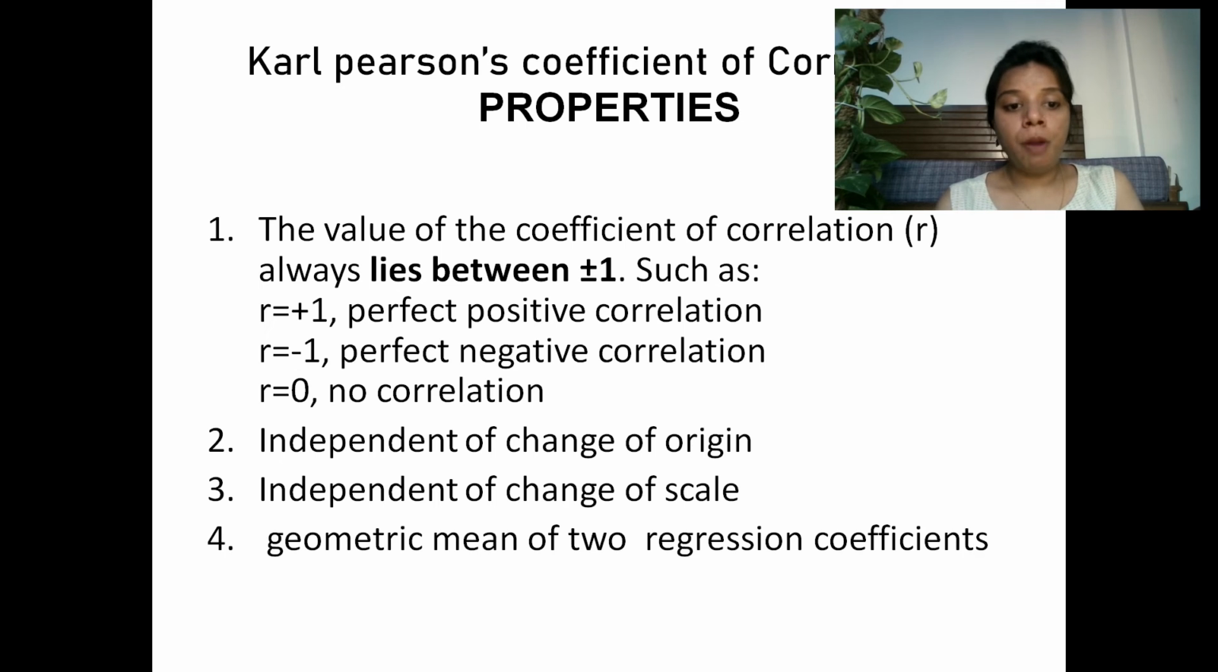Now the fourth property is that it is the geometric mean of the two regression coefficients. What is a regression coefficient? That we will learn in the next chapter, that is simple linear regression, right? So we will not discuss it here.